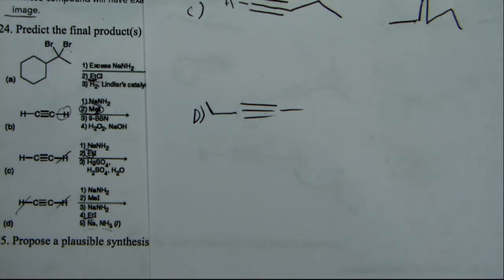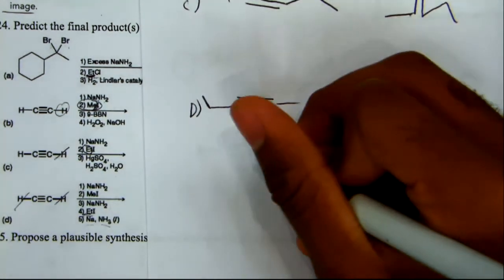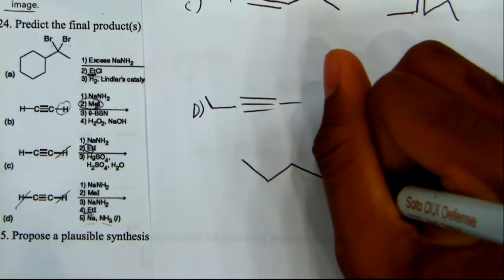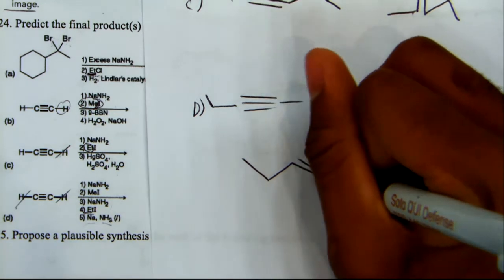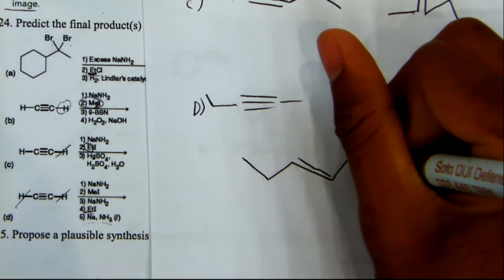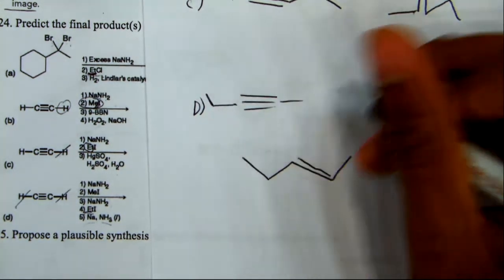And what sodium and liquid ammonia does is when you have an alkyne, it turns it into a trans alkene. So this will be where the double bond is. Because it's trans, it will be facing the opposite direction. So this will be the final product formed from that.